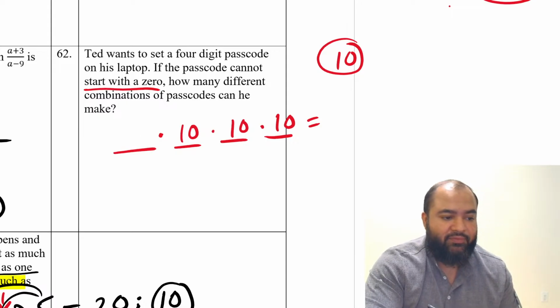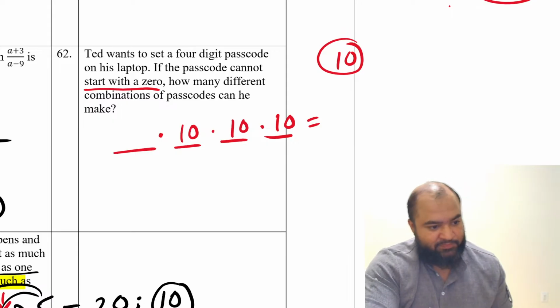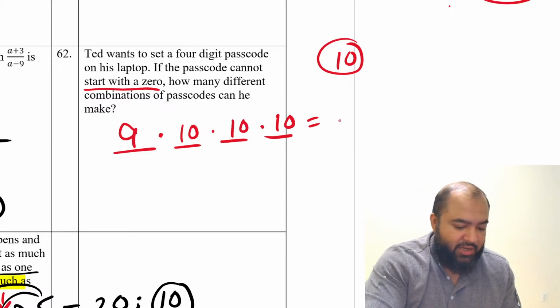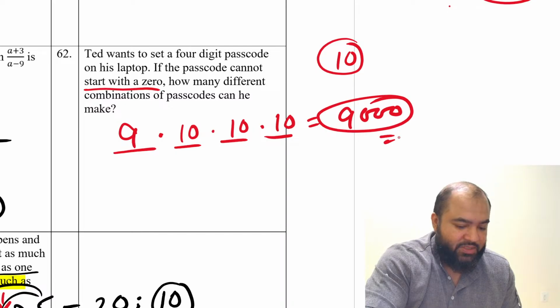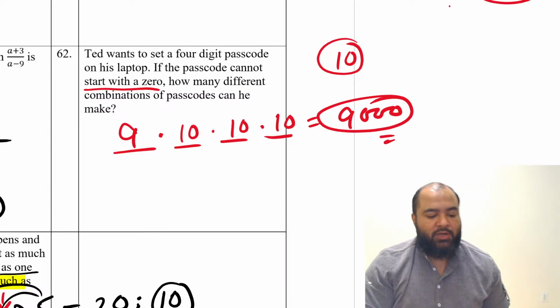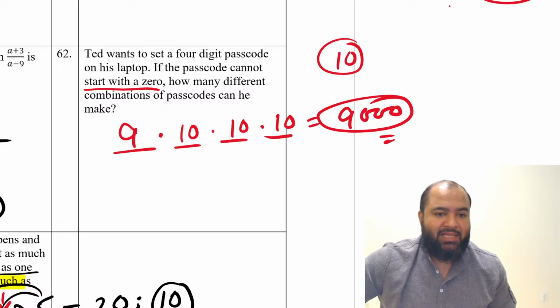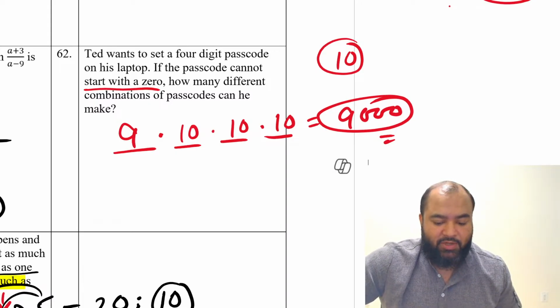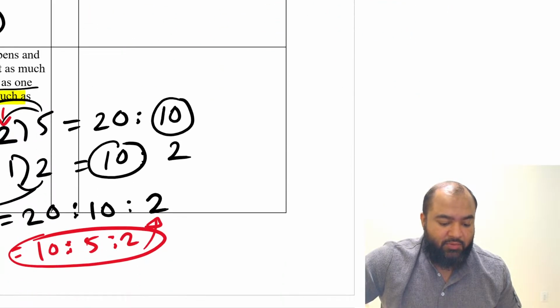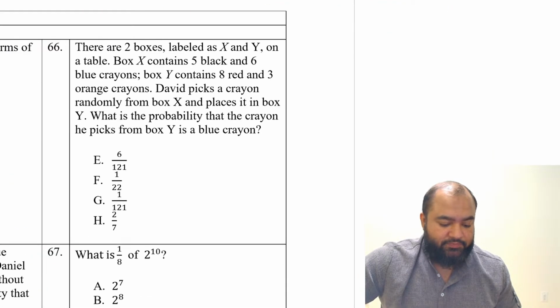How many options do I have? Someone? How many options for the digits do I have? 9. Good. So 9 options for the first one, 10 for the second, 10 because you can repeat them. They didn't say you cannot repeat the digits. So total 9,000 different ways you can make something like that. Okay, now let's go to the next one.